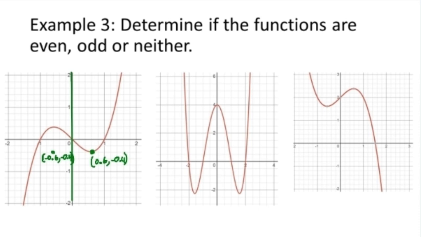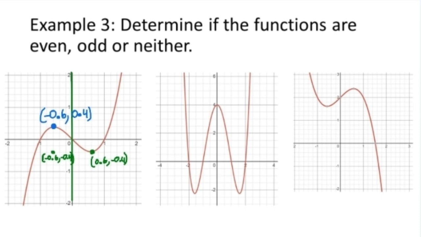Next, we'll check to see if the graph is odd. In order for a graph to be odd, if we have the point x, y, then we also have the point negative x, negative y, which means if we have a point on the graph and I switch the signs of both components of the point, the resulting point should also be on the graph. Well, if I switch the signs of both components of my point, I get negative 0.6, 0.4, which we can see is on the graph.